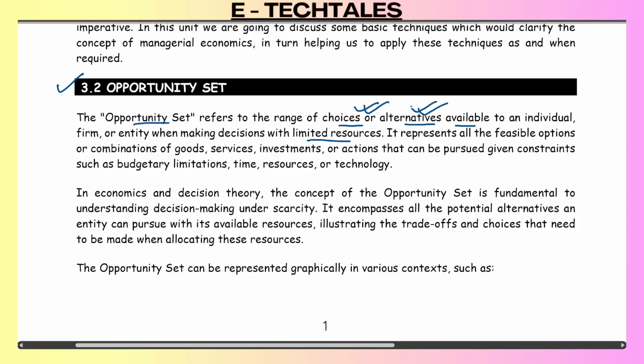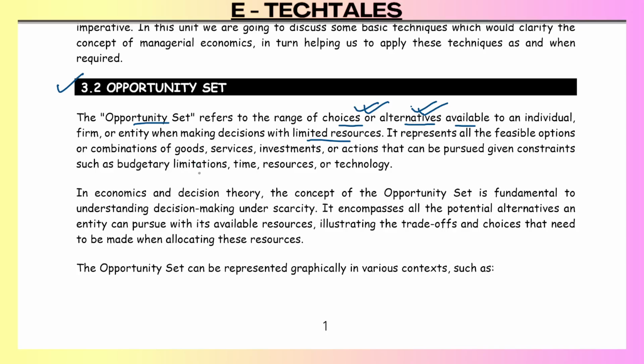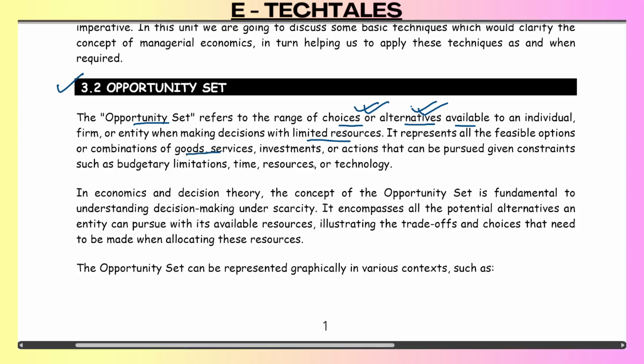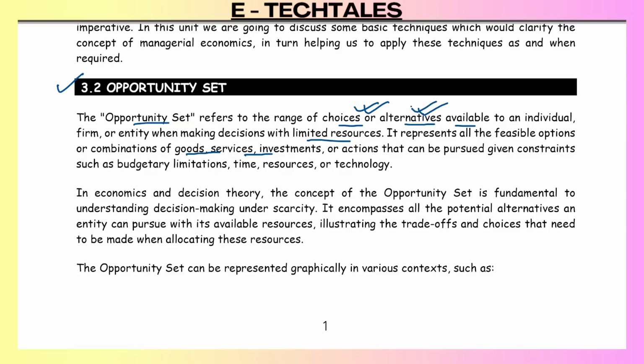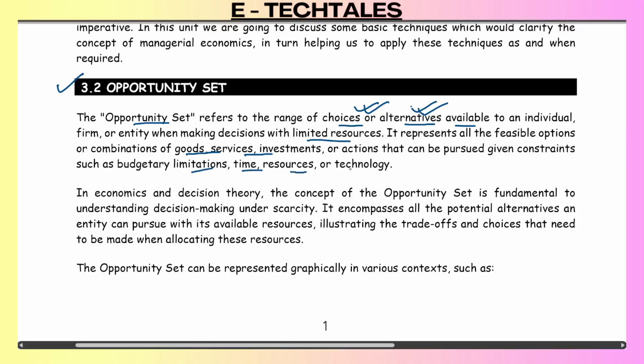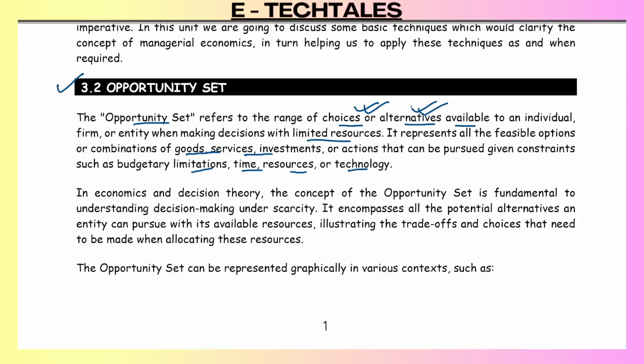So what are the combinations that we need to consider for the opportunity set? That combination can be of goods and services and investments, or any combination among these, and that will have to fit in our budget, given budgetary limitations such as time, resources, or technology. Since we have goods, services, investments, we have to use the time, resources, and energy limitedly, so that we can precisely get the opportunity set that we want for the firm or individual.